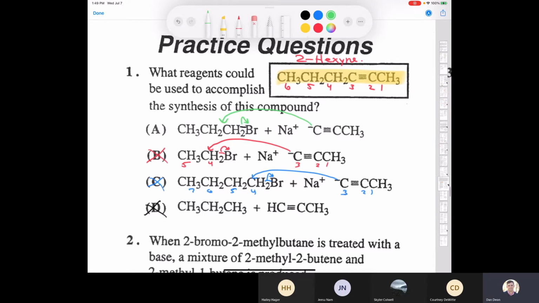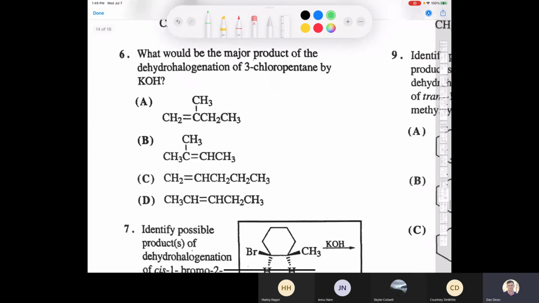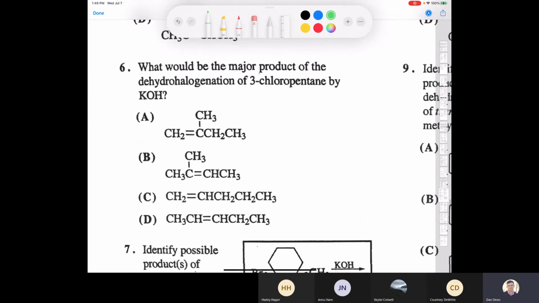All right, let's turn our attention to question number 6. It says, what would be the major product of the dehydrohalogenation of 3-chloropentane by potassium hydroxide? So we're starting with 3-chloropentane, which is this molecule, and we're treating it with potassium hydroxide, and we're doing a dehydrohalogenation. So that means we're going to lose HCl. Well, this is my alpha carbon here, and I've got 2 beta carbons. They're identical though. So really I've only got one kind of beta proton that I'll draw in here.